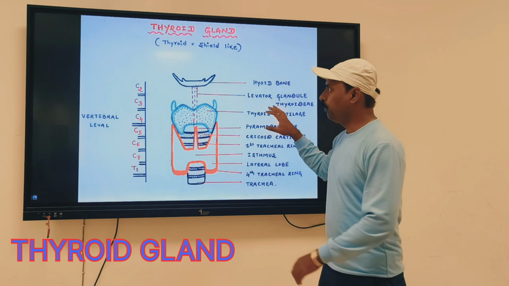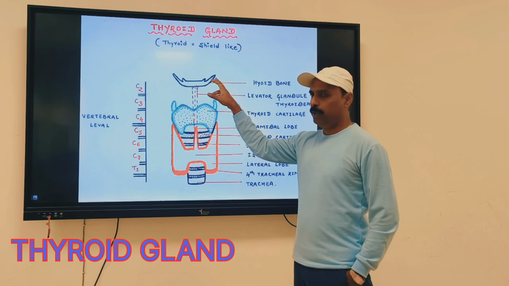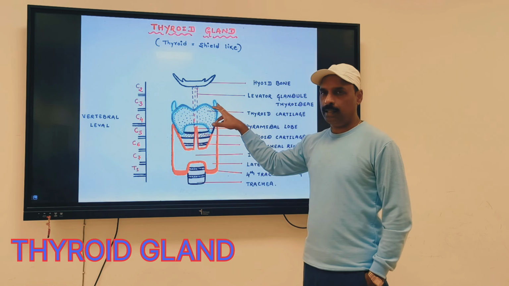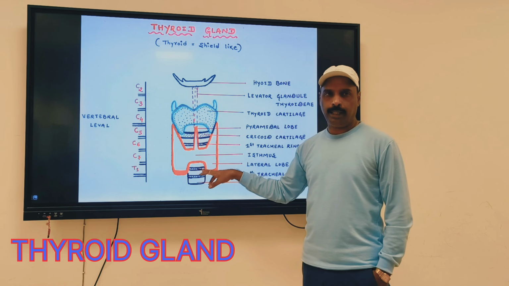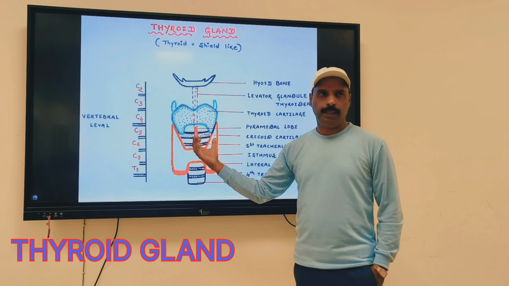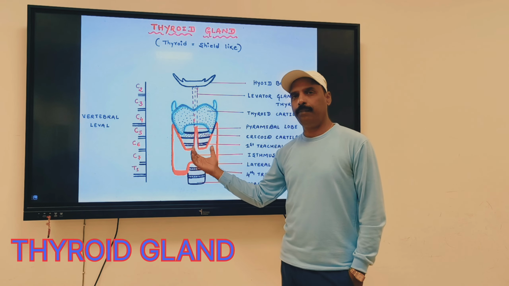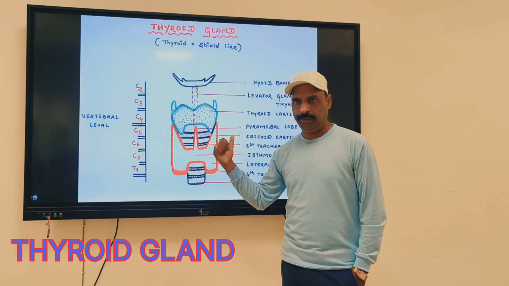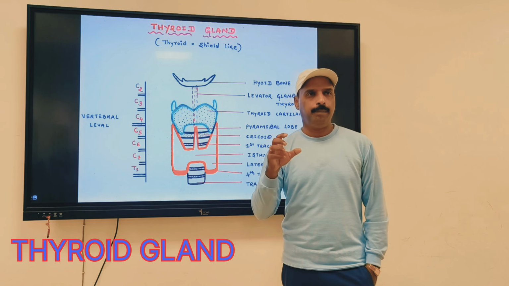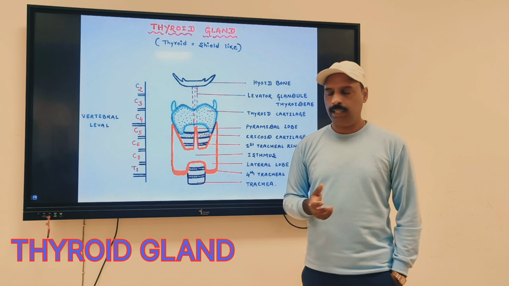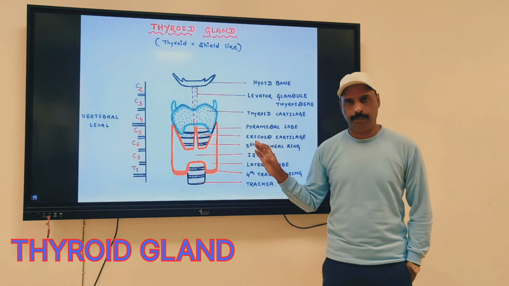In this diagram you can see the hyoid bone, the thyroid cartilage, and the trachea. The thyroid gland clasps the upper end of the trachea. Clasping means holding the upper end of the trachea. That is what you have to remember.